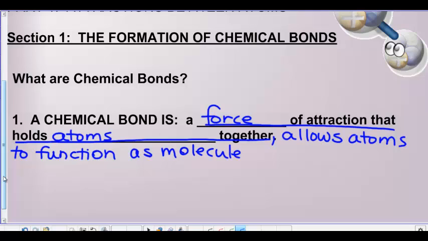So when atoms bond, they leave their individual identities at home, they become a molecule, and they assume the identity of that new molecule. They are no longer an individual atom. They are a whole molecule, and they have different properties as a molecule than they did as an atom. This force is relatively strong. It takes a lot of energy to break it because, let's face it, atoms are happier when they're bonded than when they're separate.